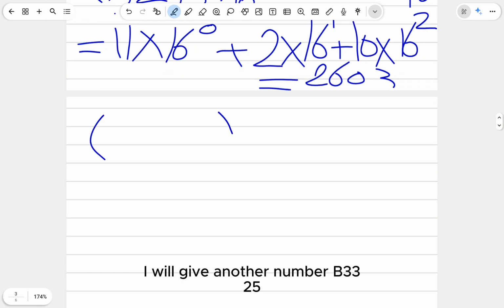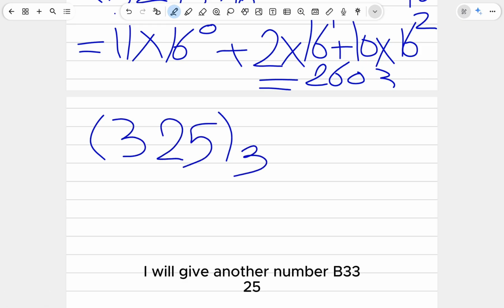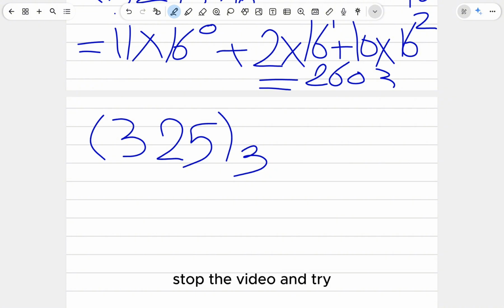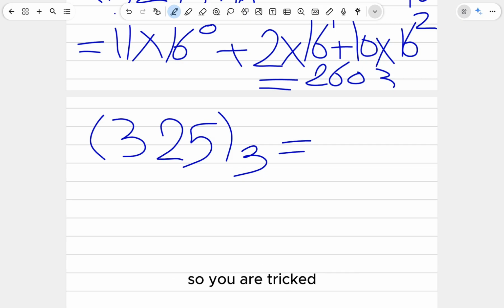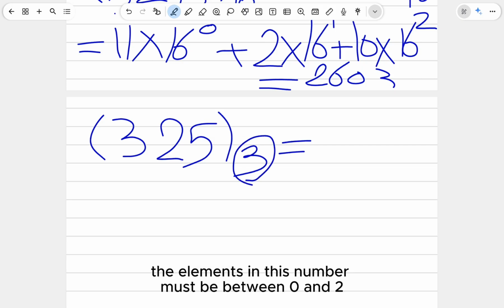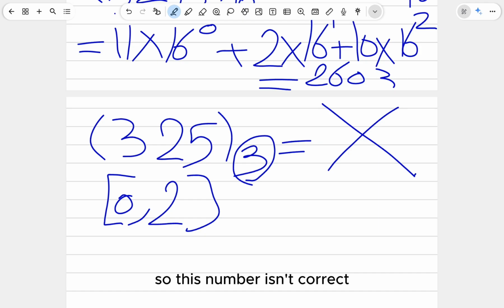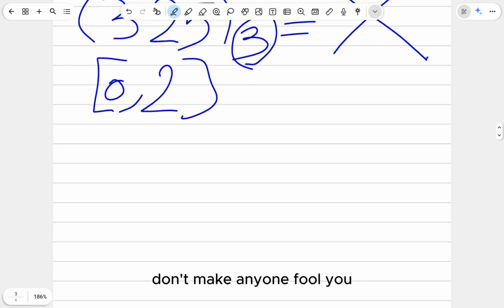I will give another number: base 3, 3, 2, 5. Stop the video and try. If you tried and it gave you a number, then you were tricked. The elements in this number must be between 0 and 2, so this number isn't correct. Don't let anyone fool you.